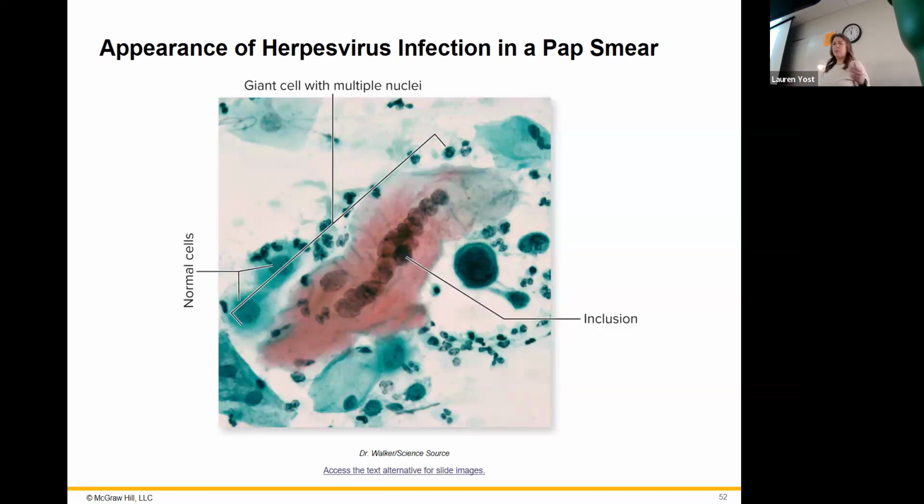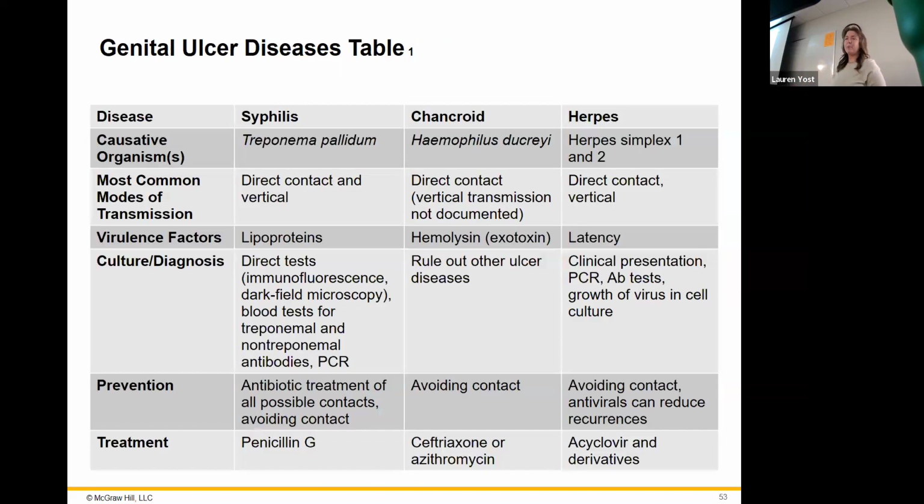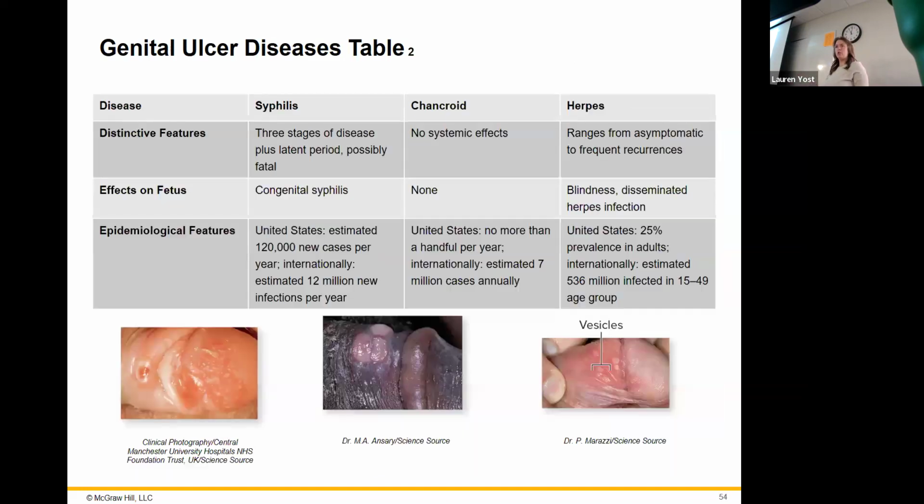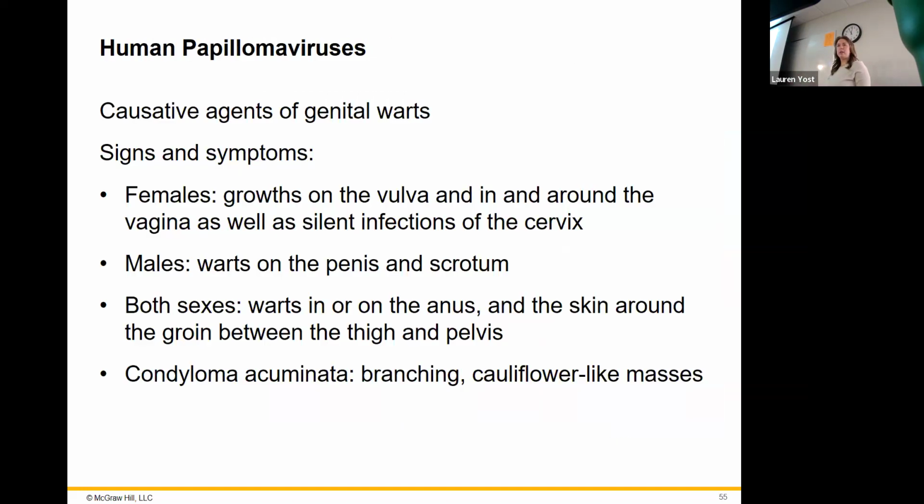But yeah, you can actually see the presentation of the herpes in pap smears as well. Interesting. But pap smears are for detecting HPV, human papillomaviruses. They're for warts, yes, warts anywhere on the body, including on the genitals. But more importantly, when we get to it in this area, we're talking about it in the form of cervical cancer, of course.